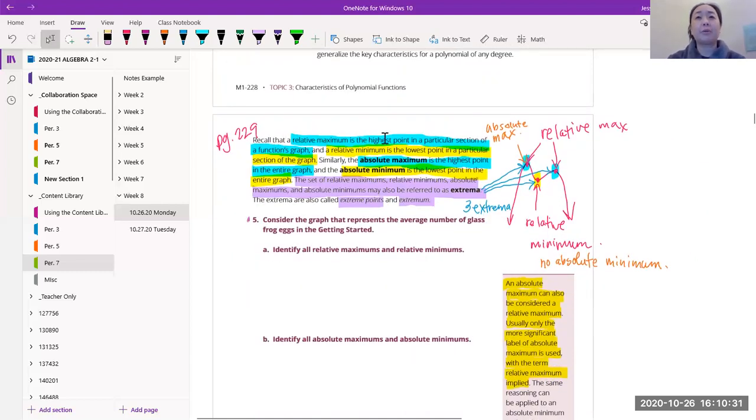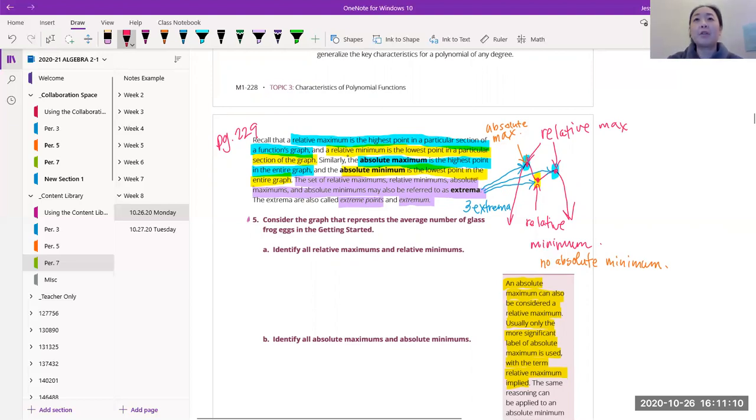There are 3 different things that you need to be highlighting. The first one is the relative maximum, the highest point in a particular section of the function's graph. It's called relative because relative to the other points around it, it's the highest one. Notice I made a little graph right here. You can draw that as well, if you have not already. We have 2 relative maximums, or maxima, one on the left and one on the right. Think of them like hills. They have 2 hills.